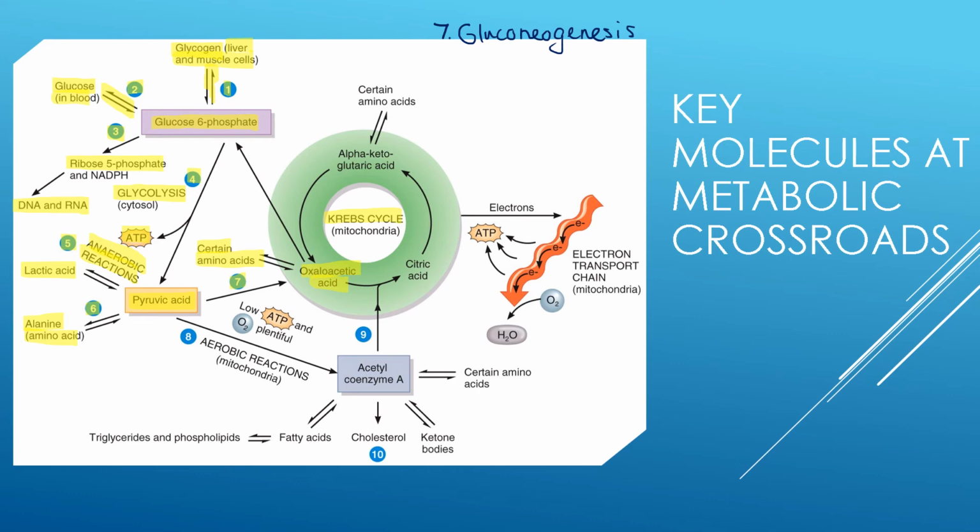And this in turn can be used to form glucose 6-phosphate up here. And it can also be used to go to the electron transport chain. Not the glucose 6-phosphate. The oxaloacetic acid goes through the Krebs cycle and then sends the NADH and FADH2 to the electron transport chain.